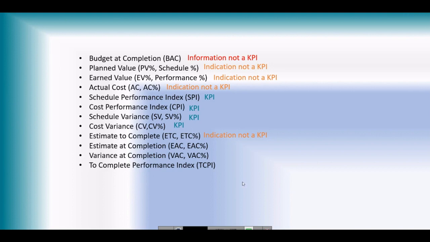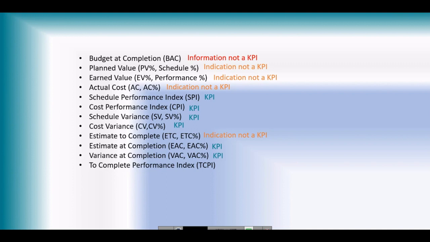So let's see the estimate at completion. It's a KPI because if you are standing at 35% duration of the project, let's say 35 days have gone and 65 days remain, and at that point you come to know that the budget, which was 100 million, is now going to be 105 million. That means at the 35th day of the project you knew that 5% or 5 million will be overspent. So this is a KPI. This is telling you that you need to do something in order to control that.